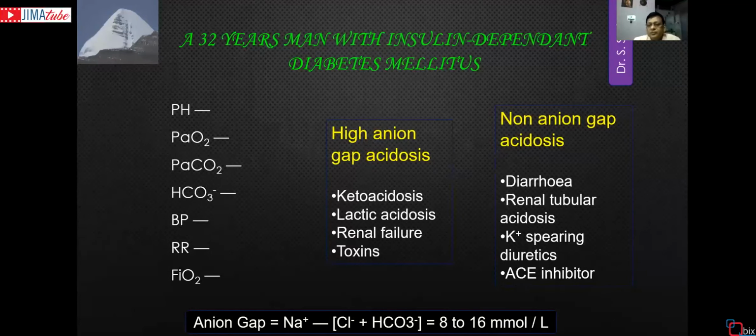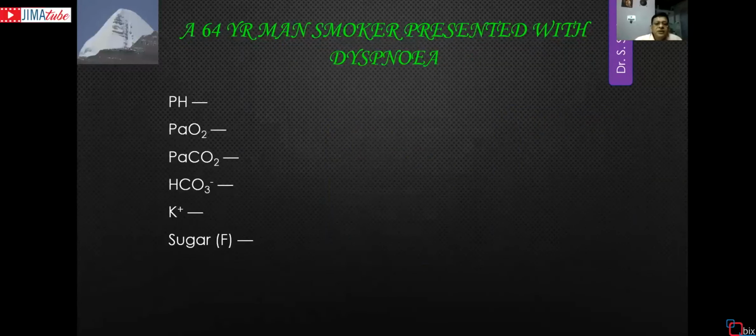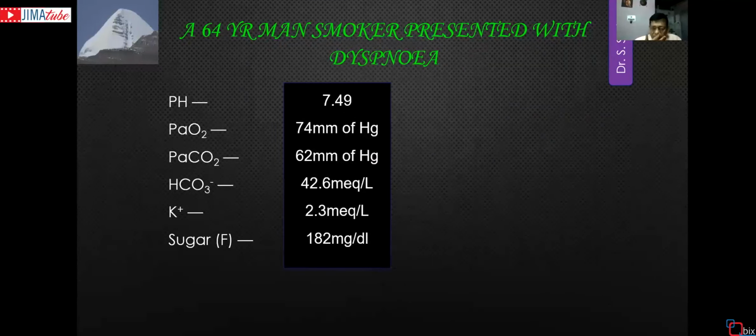For a respiratory specialist, there are a few occasions in which metabolic disorders are important. I am giving two examples. A 64-year-old male smoker presented with dyspnea, and his ABG shows alkalosis, and this alkalosis is due to a rise of bicarbonate level, so it is metabolic alkalosis.